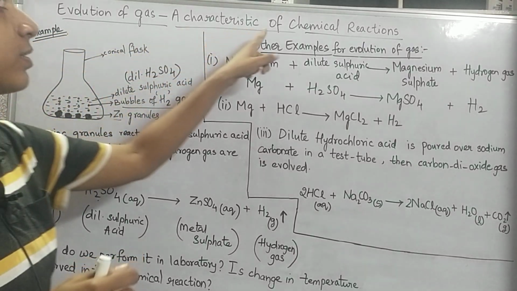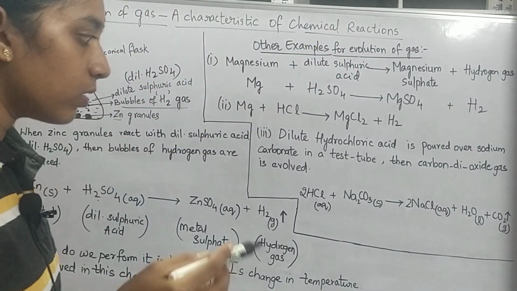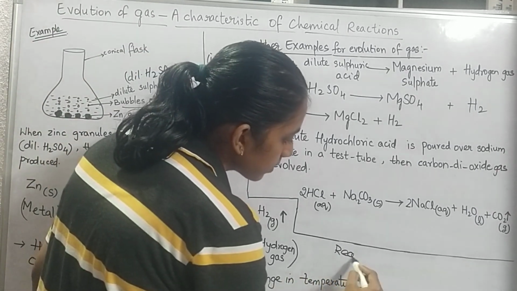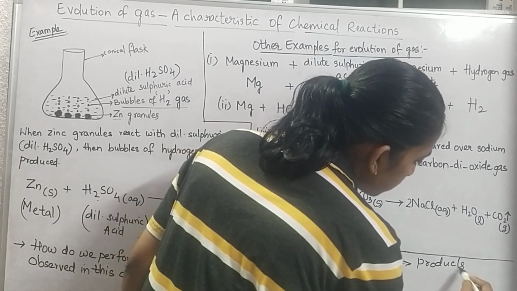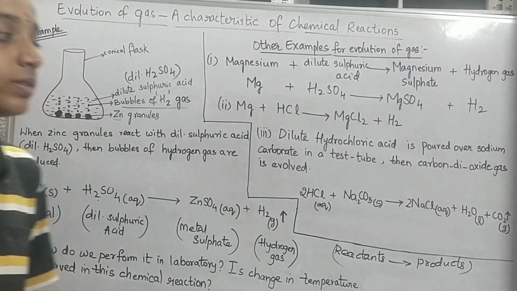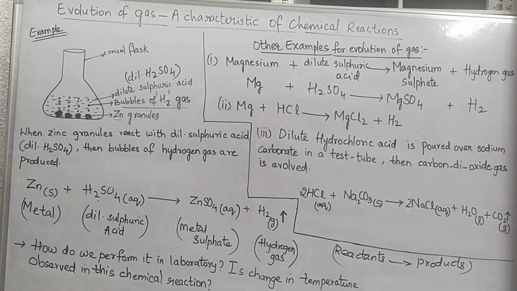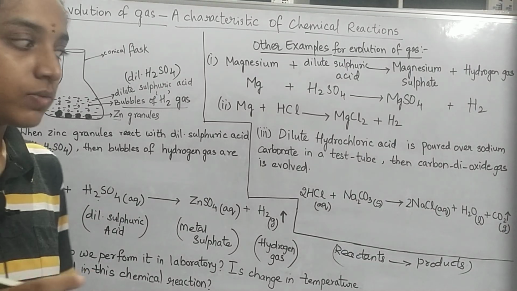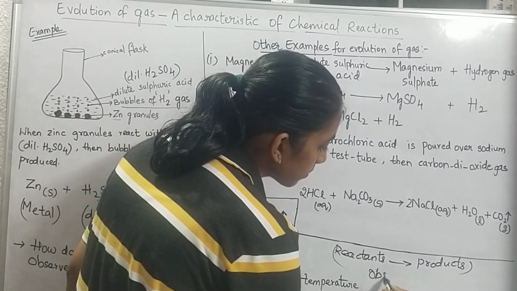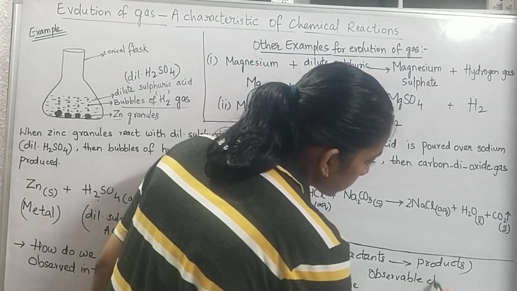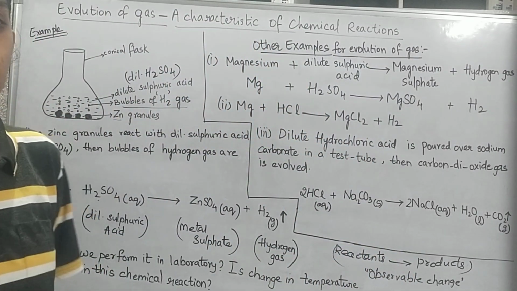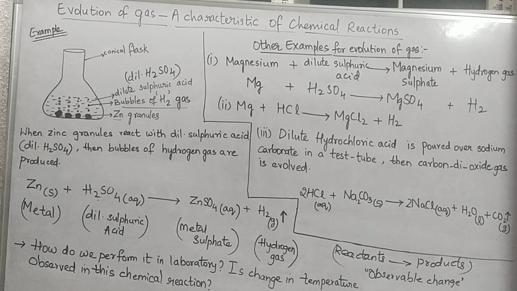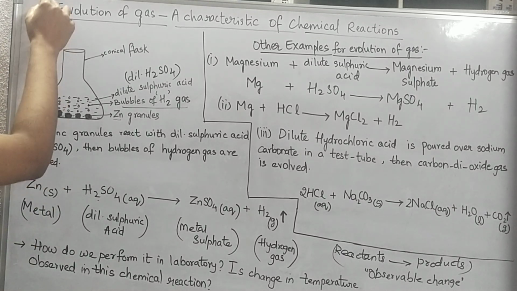Evolution of gas, a characteristic of chemical reactions. So we all know that reactants are converted into new substances called products. When reactants are converted into products, we observe certain changes, which are observable changes that take place in a chemical reaction. When observable changes take place in a chemical reaction, it is known as the characteristic of chemical reaction. So the main characteristic of chemical reaction is evolution of gas.